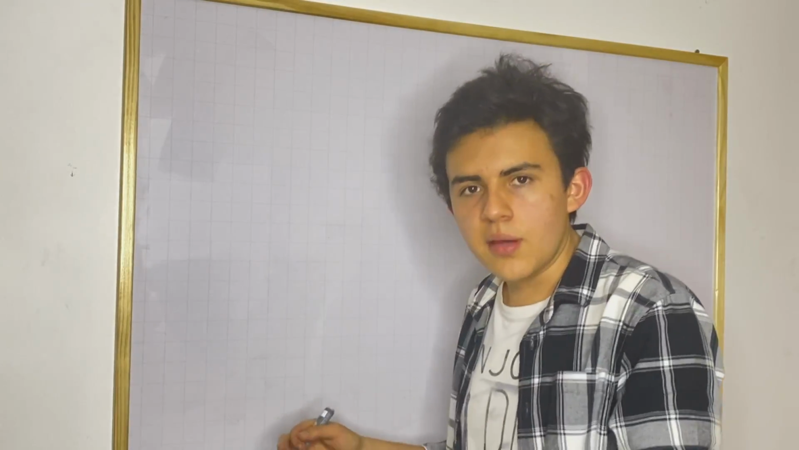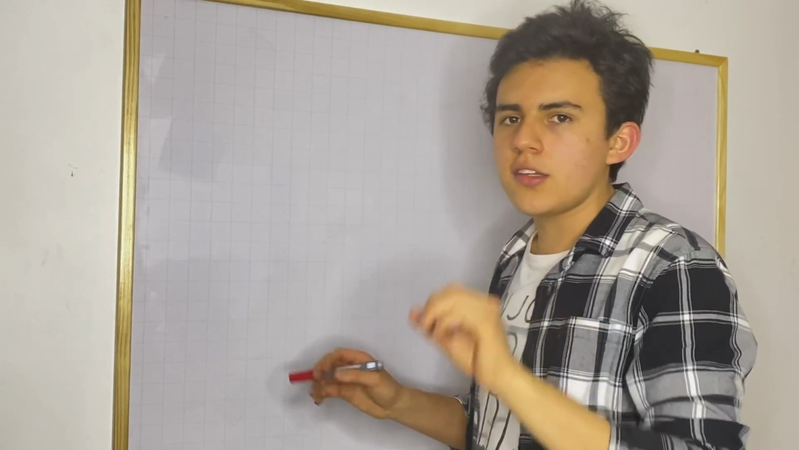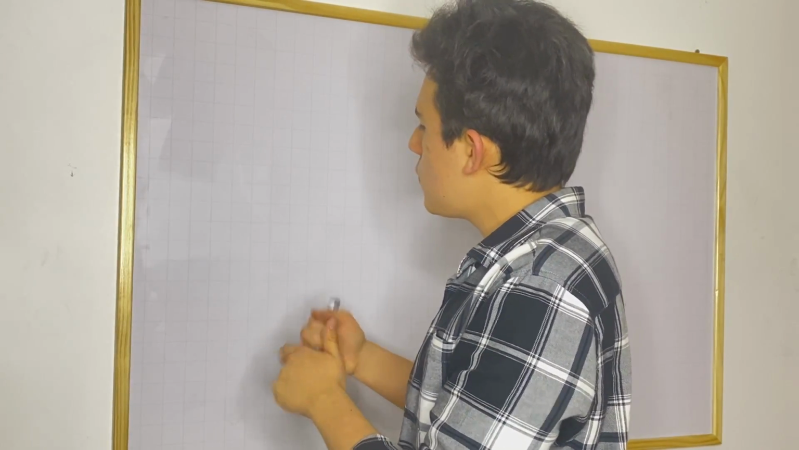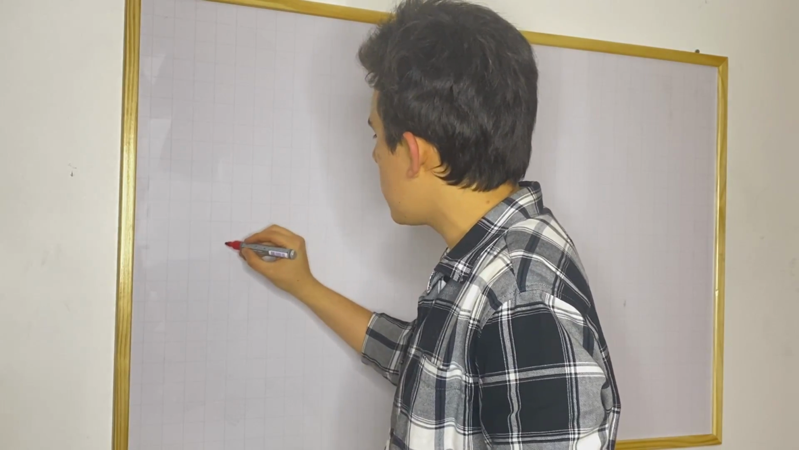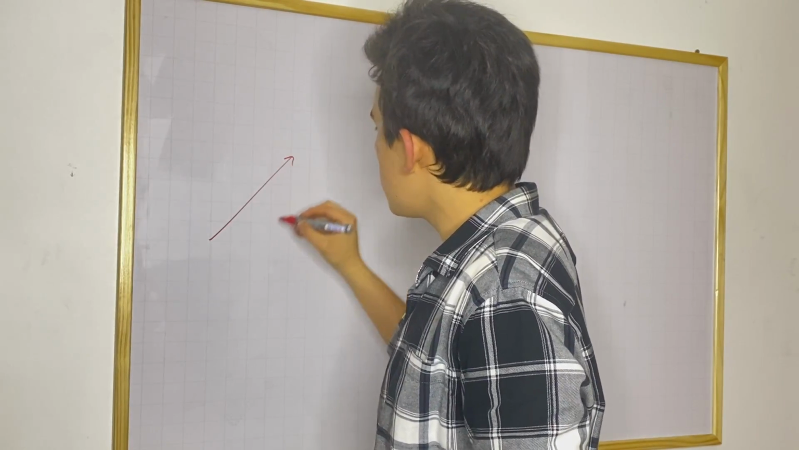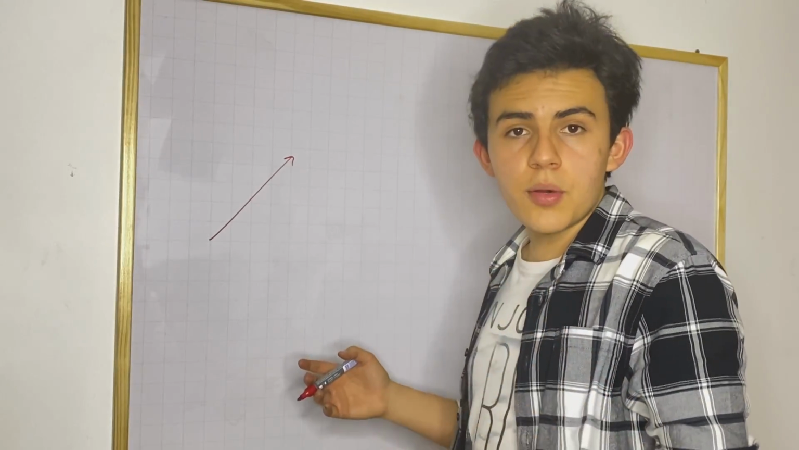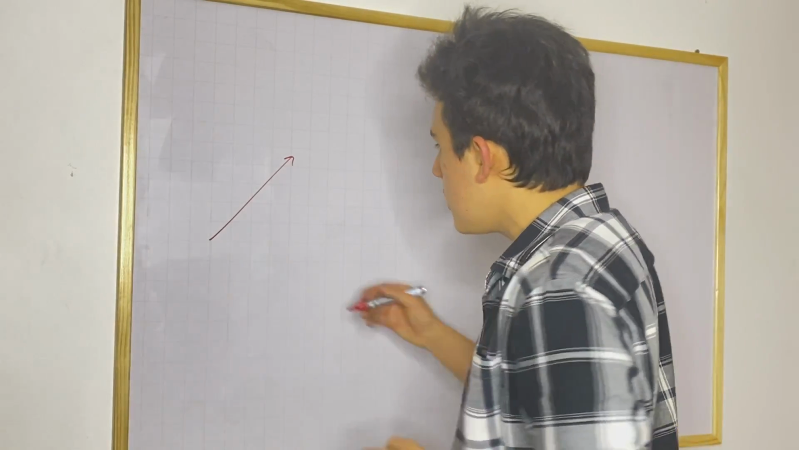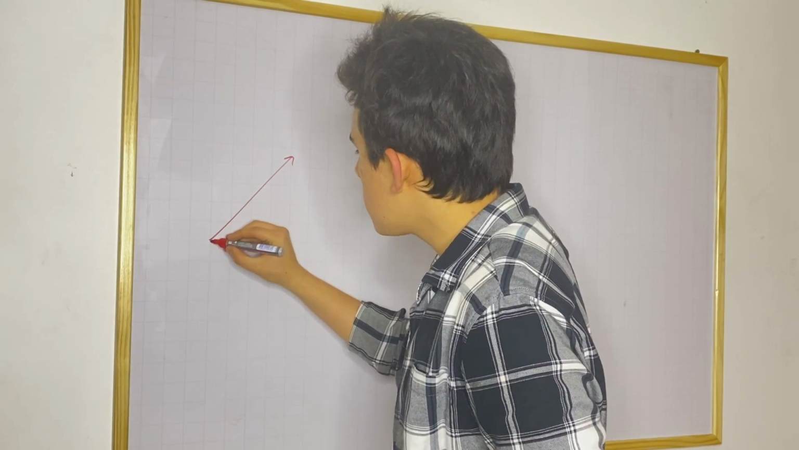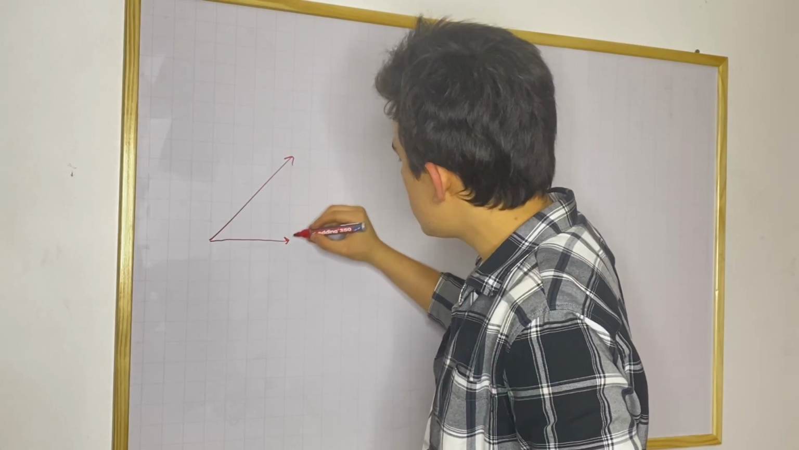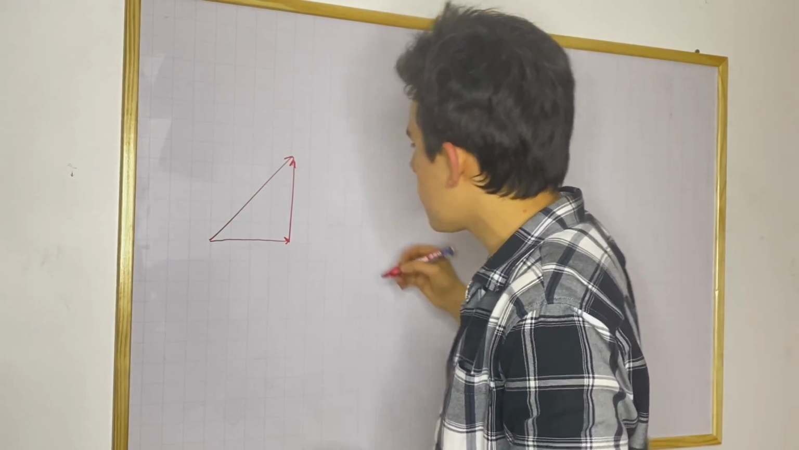So I'm going to give you an example. We're not going to go into any numbers just yet. Let's say we have a vector, which is going to be something like this. Now, you know this vector is going to have two components: an x component, which let's say is going to be something like this, and a y component, which is going to be something like this.